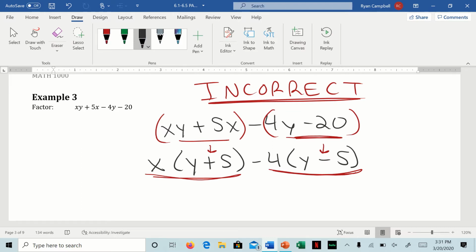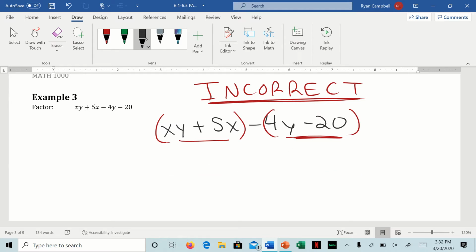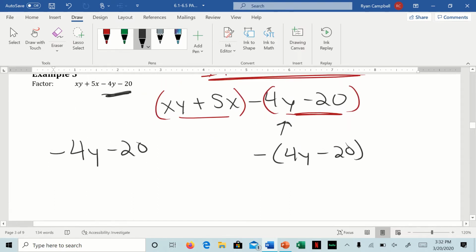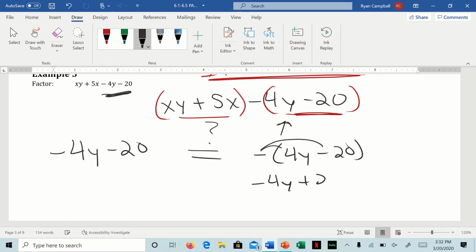Now, let's actually explain what was the incorrect thing. What we did incorrectly was the grouping, and it was this second group right here. Because if you notice, it's just supposed to be negative 4y minus 20. But if we actually factored out that negative into this, is it the same? You can see it's not. If we apply the negative to both of these, we end up with negative 4y plus 20. So we've completely changed this problem, and that's why we got it wrong.